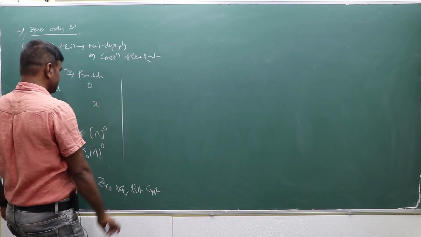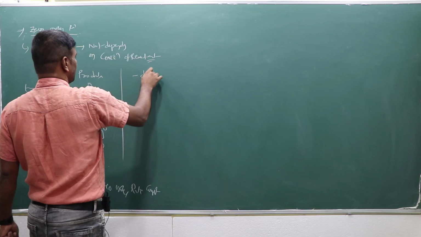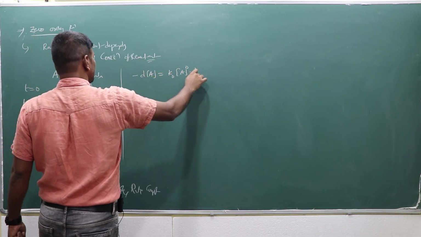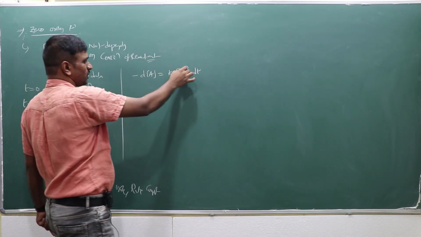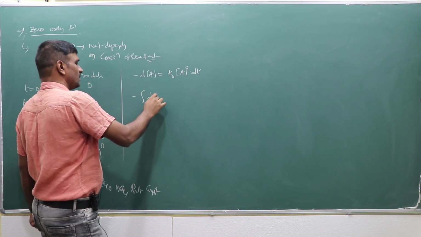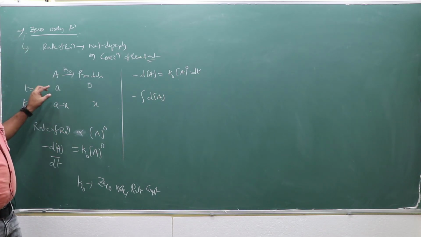So based on this, when it is shifted like this, minus d of A is equal to k naught into a to the power of 0 into dt. This dt is shifted to the right side. And something to the power of 0, that value is 1. And on both sides we can take the integration, and limits will be taken.